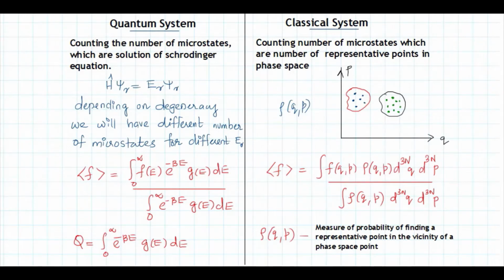Rho of q p is a measure of the probability of finding a representative point in the vicinity of a phase space point.